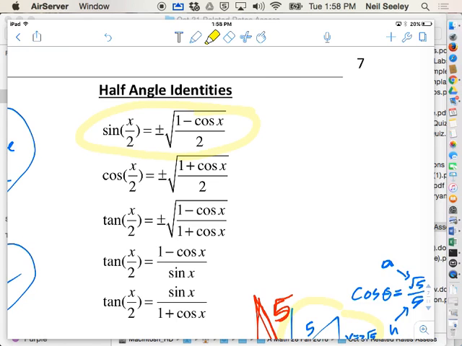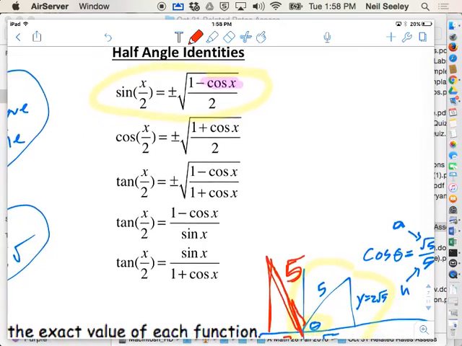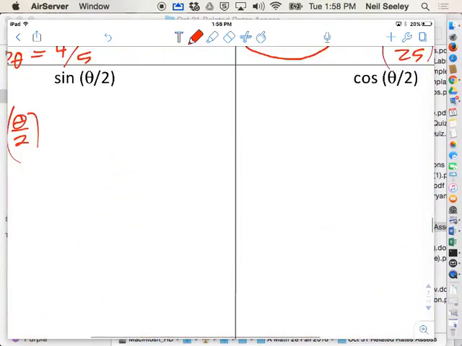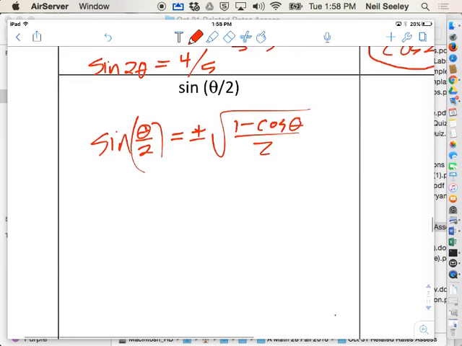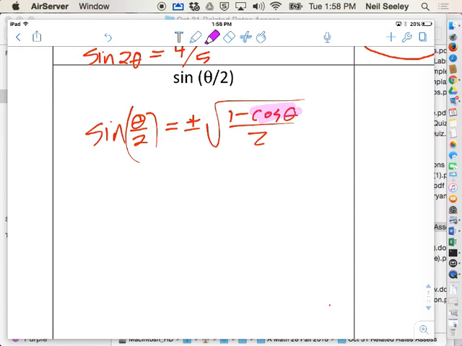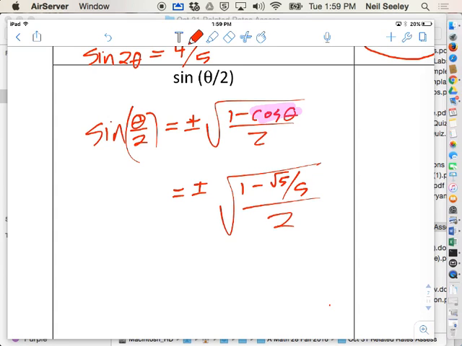But look what it has inside. It's got this cosine, which is awesome because we have a replacement for that cosine. So we're going to use it: plus or minus the square root of 1 minus cosine, all over 2. That cosine is the thing that we get to replace, and we know what it replaces with, square root of 5 over 5. So that's the replacement process, and we know and love it.